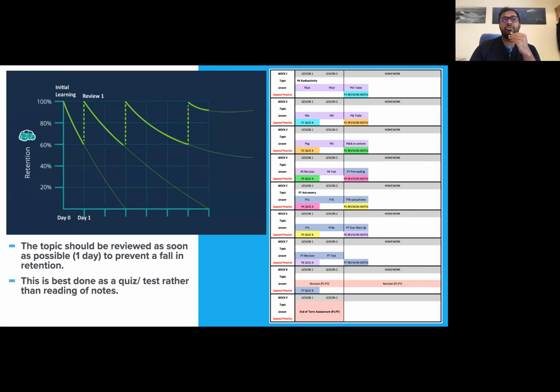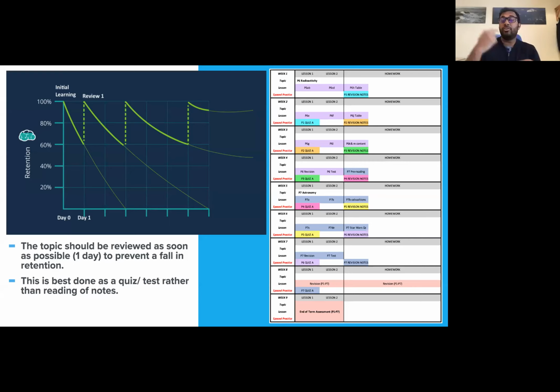Next, I needed to review that after 1 day. Or at least the research showed that I should review that after 1 day. And that was done as a quiz in class. So you can see in the lesson 1 column, there's a quiz on that exact same topic. So I'm going from topic 1 at the top in blue. And then the next lesson, I have topic 1 again, a quiz on that.